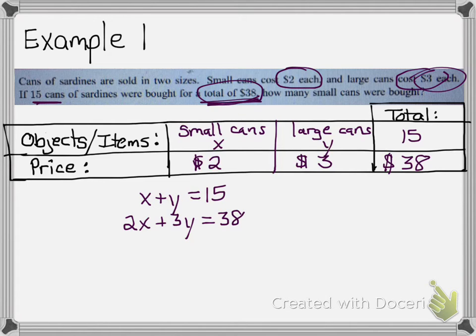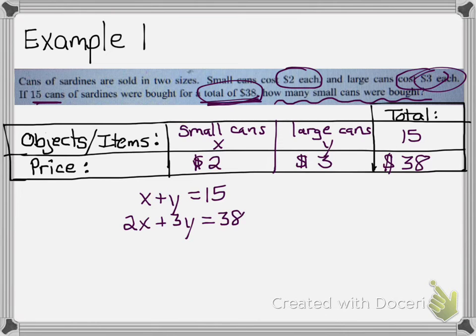Now, the question asked us, how many small cans were bought? We just said that our small cans represents X, right? So that means we're going to be solving for X. That means we need to get rid of the Y. The only way I can get rid of the Y is if I add them together and they cancel out. Or in other words, add them together and they equal 0.